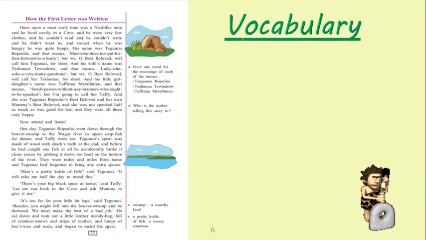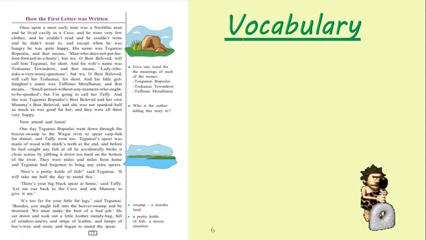Now attend and listen. One day, Tegumai Bobsilai went down through the beaver swamp to the Vagai river to spear crabfish for dinner, and Taffy went too. Tegumai's spear was made of wood with shark's teeth at the end, and before he had caught any fish at all, he accidentally broke it clean across by jabbing it down too hard on the bottom of the river. They were miles and miles from home, and Tegumai had forgotten to bring any extra spears.